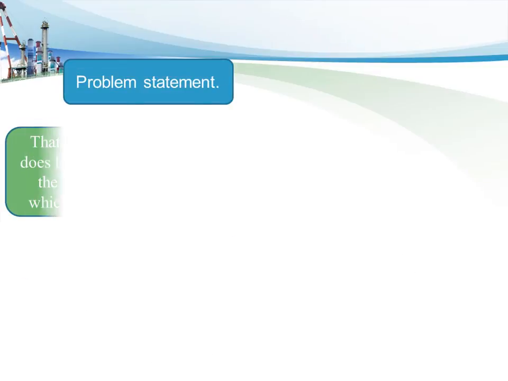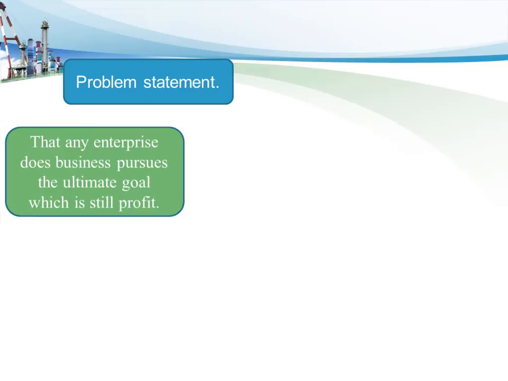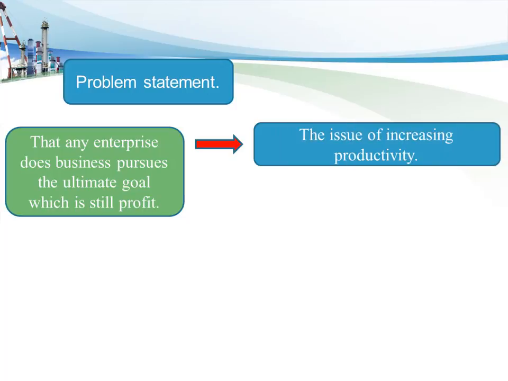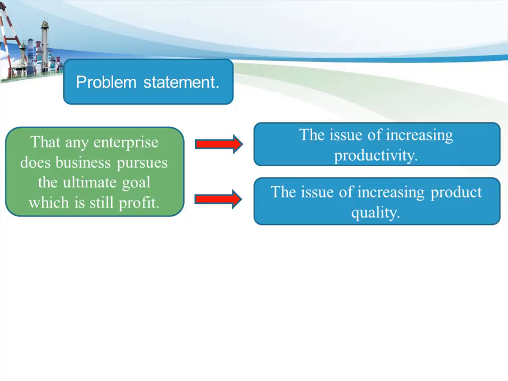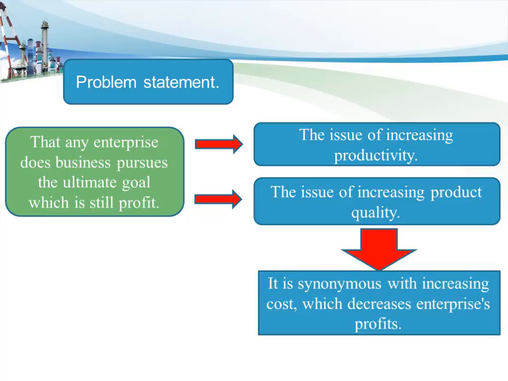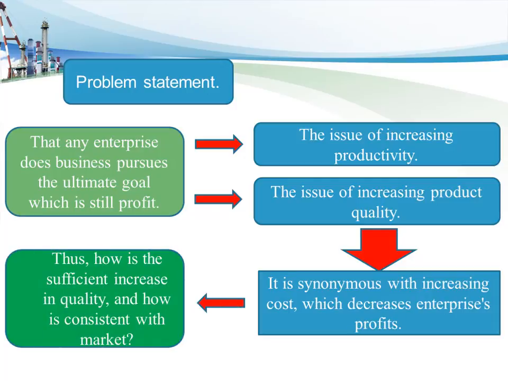The problem statement: any enterprise business pursues the ultimate goal, which is profit. This leads to the issue of increasing productivity and the issue of increasing product quality. It is synonymous with increasing cost and decreased enterprise profits. Thus, how can quality be sufficiently increased and how can it be made consistent with the market? Now we will go to the contents of this chapter.